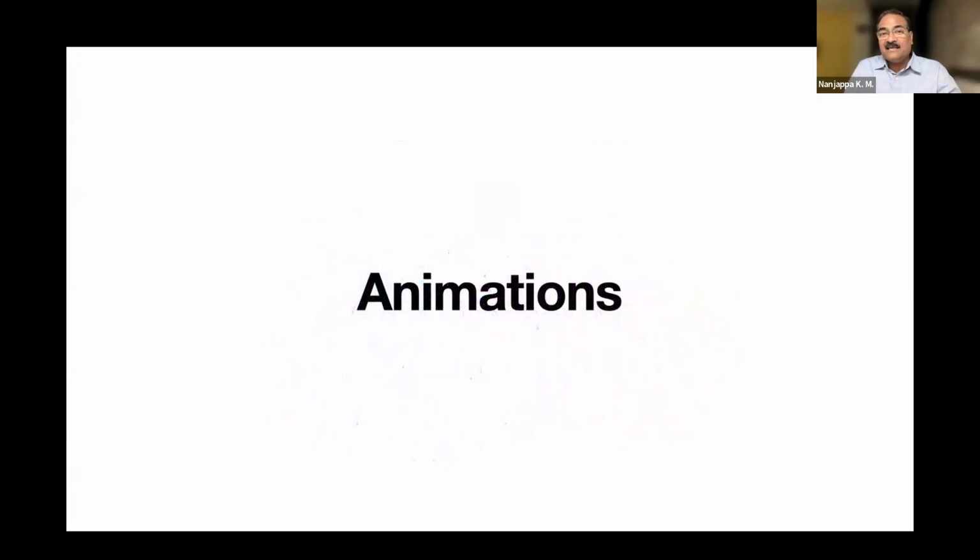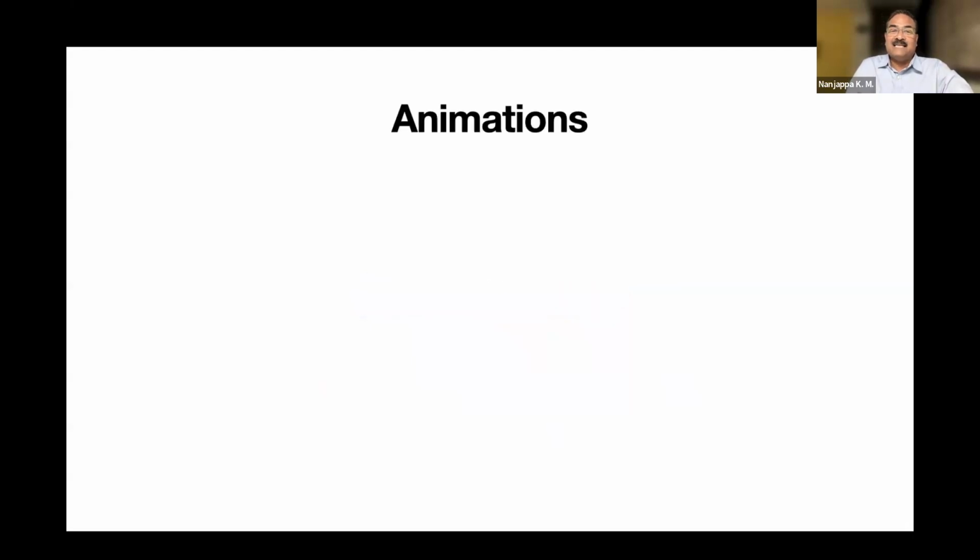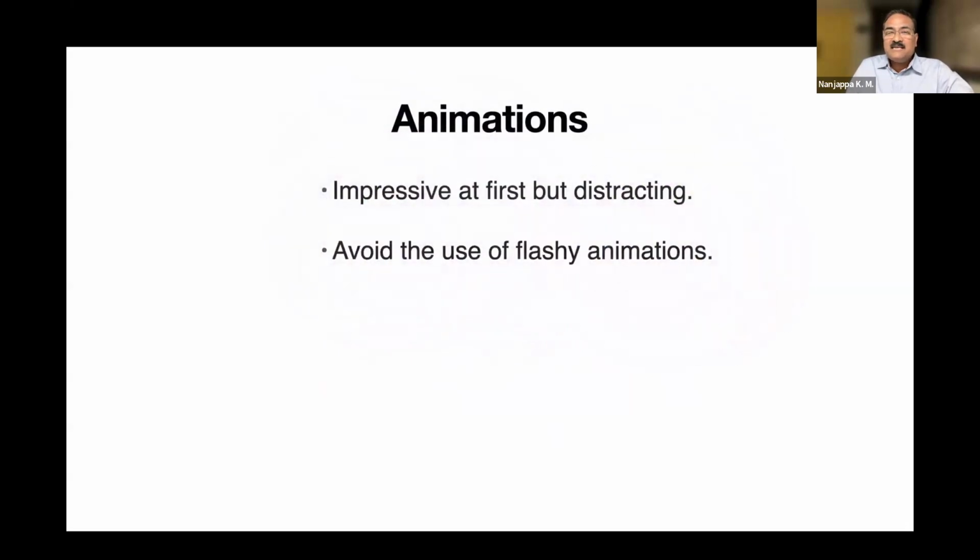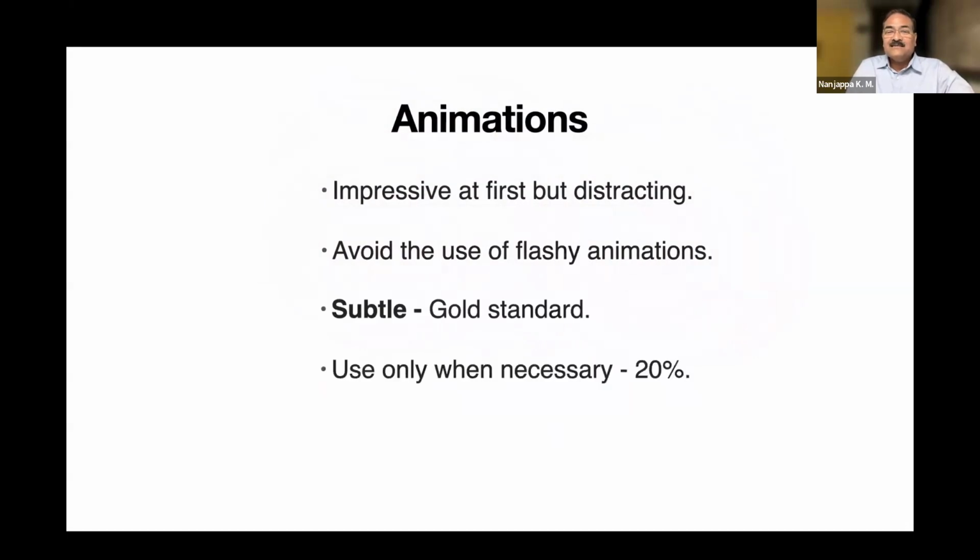We have done everything. Last comes animation. So now we have to introduce animations. These flashy animations are very impressive, but they are distracting. So use subtle animation. That would be the gold standard. The point here is that only 20% of your slides should have animations, and actually using animation can slow your presentation. So every transition or every animation you have should be less than 0.5 of a second.